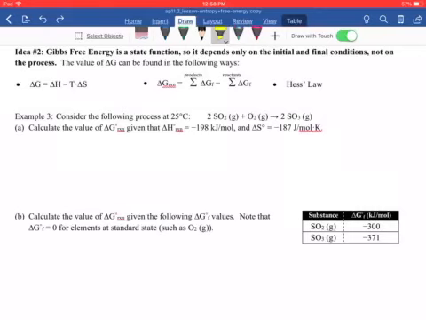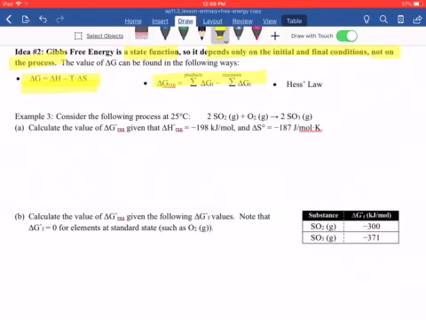Okay, so idea number 2, Gibbs free energy, it's a state function. State function meaning that it only depends on the initial and final conditions, not on the process. And so there's 3 ways we can find delta G. This is the first way, which is new to us. So delta G is equal to the enthalpy minus the temperature times entropy.